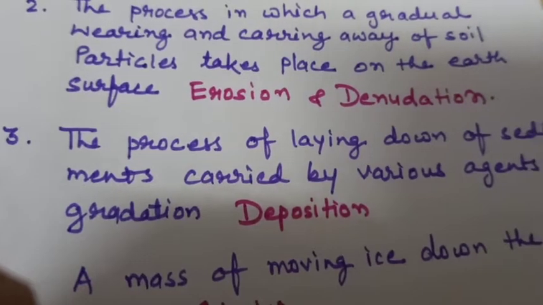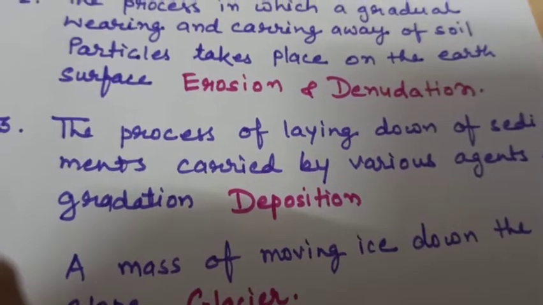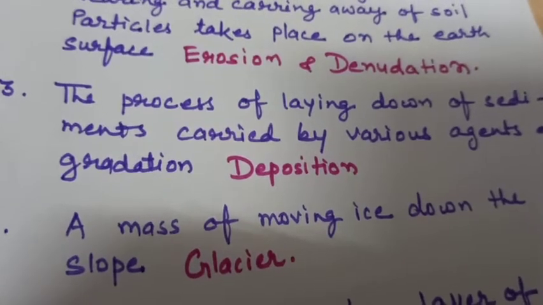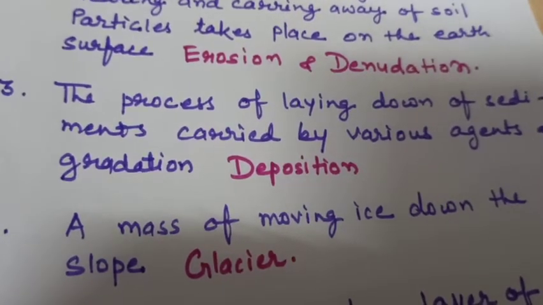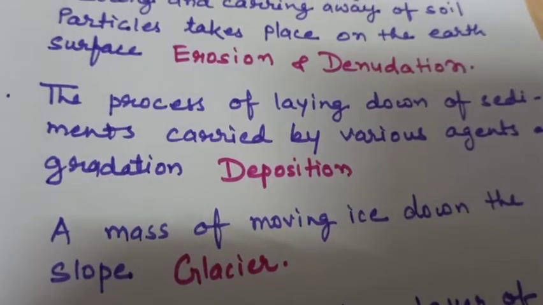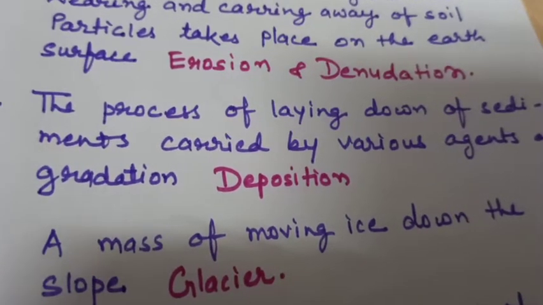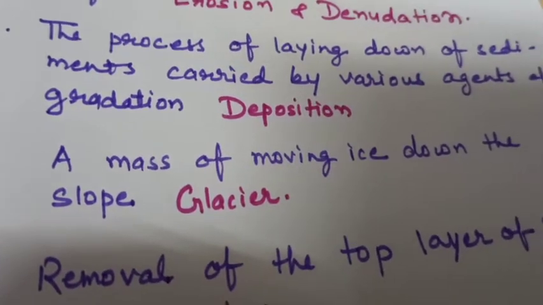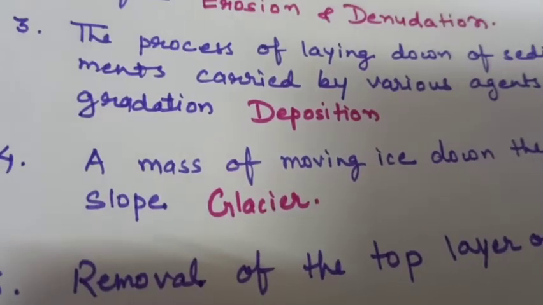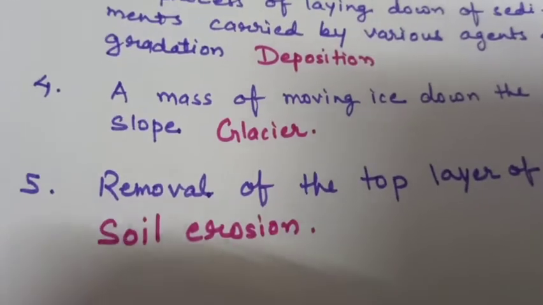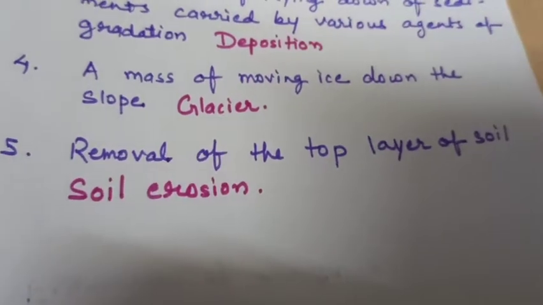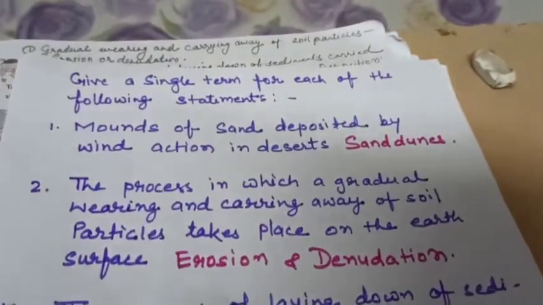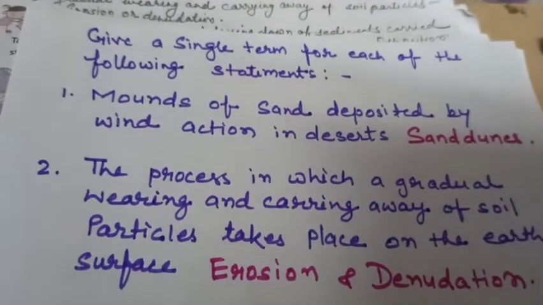The third one is the process of laying down of sediments carried by various agents of gradation. That is called deposition. The fourth is a mass of moving ice down the slope. That is called glacier. And the fifth one is removal of the top layer of soil. That you all know, yes, this is soil erosion. So these are the single terms for each of the following statements.